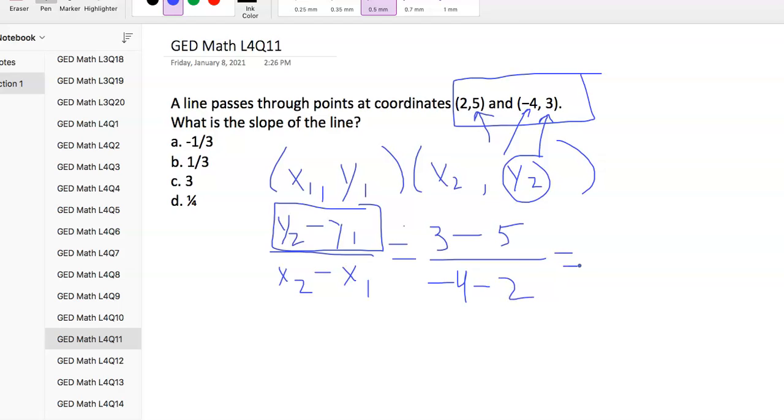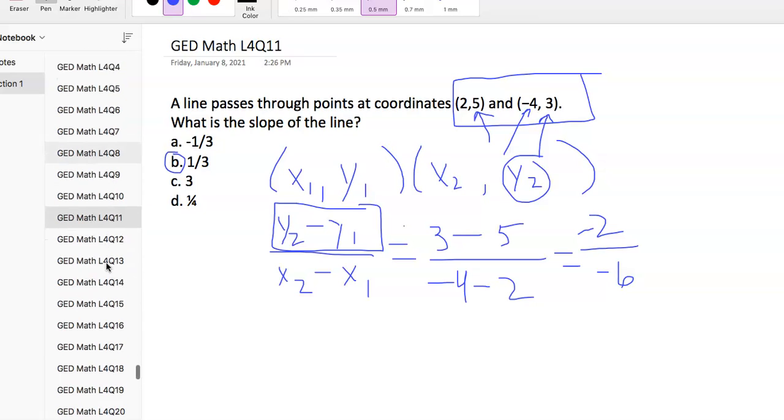So when we do all that, 3 minus 5 is negative 2. Negative 4 minus 2 is negative 6. So that's negative 2 divided by negative 6. Remember that 2 negatives make a positive, and we can reduce 2/6 down to 1/3. And right there, that is slope. It's kind of a long, drawn-out explanation. Hopefully it helped.